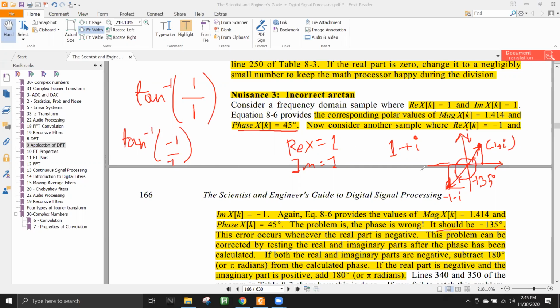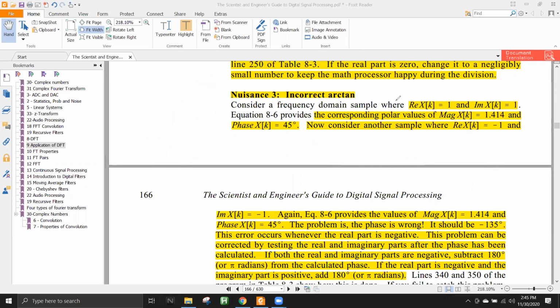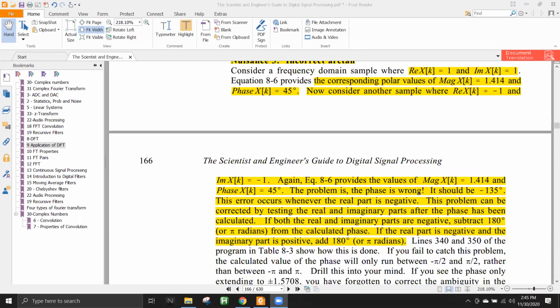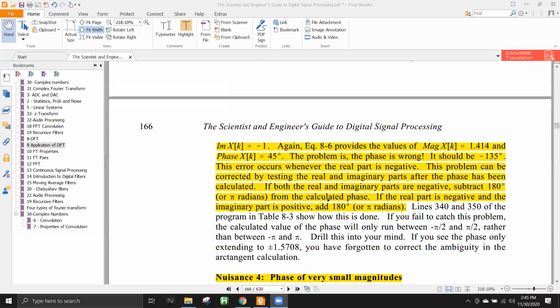Not just 45 degree. If it were some different angle here, it would be some different angle, right? So it would always be within this first quadrant. Anything that we have will always be considered within the first quadrant, no matter which quadrant it actually falls in. So in order to get the actual phase, we have to handle it separately. So it should be tested. The real and imaginary part should be tested before you actually perform this tan inverse calculation.